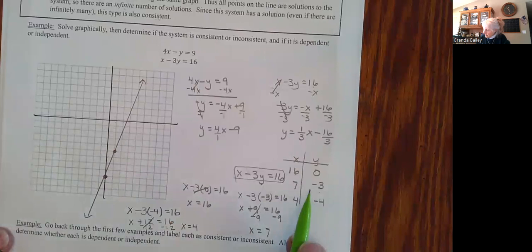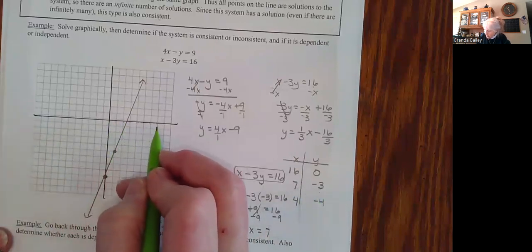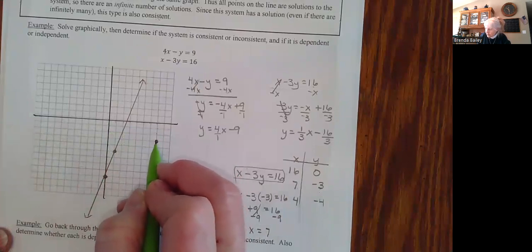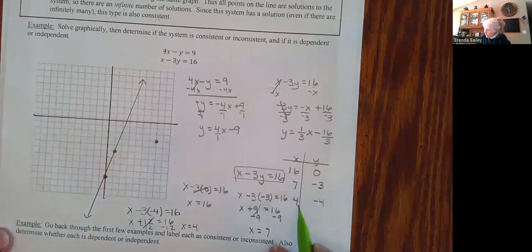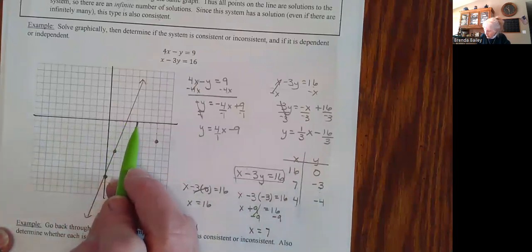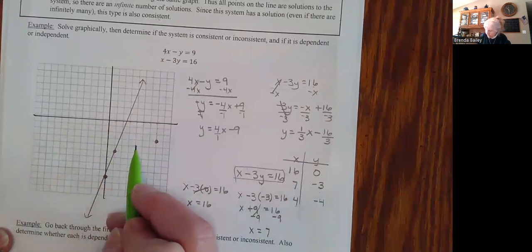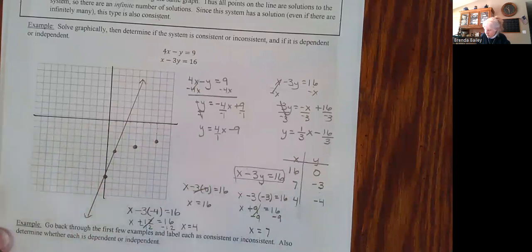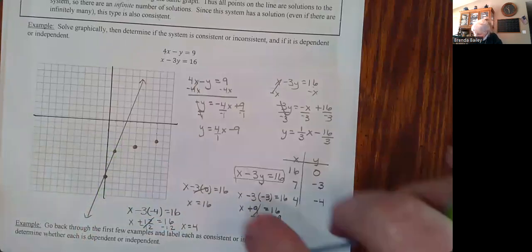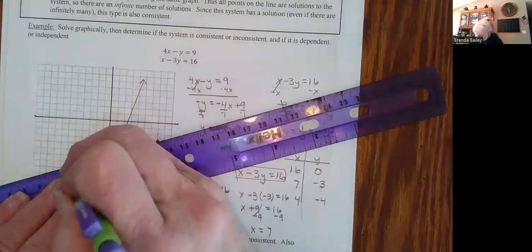So we'll plot 7, -3, 4, 5, 6, 7, 1, 2, 3. There's our 7, -3, 4, -4. And there we have it. All right, so now I'm going to connect it up. Looks like we're going to go through that third point. That's kind of what I was looking at. Looks like it.